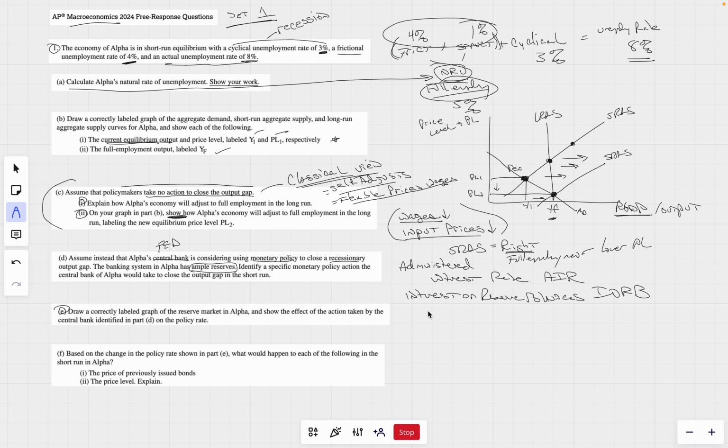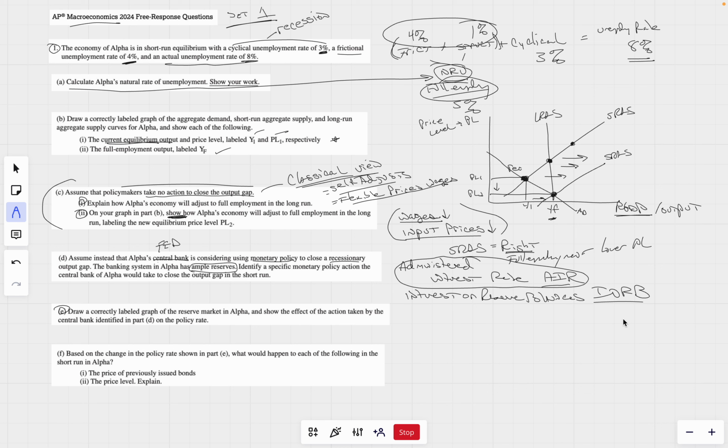Now, technically, the discount rate could find its way in here also. I've seen teachers teach the discount rate, but I've never seen the College Board use that yet. And again, we have to be a little flexible here. They might change. But this seems to be their big go-to right here. Administered interest rate. If you look at the past questions they've given, multiple choice wise, the answer is always going to be AIR, IORB.